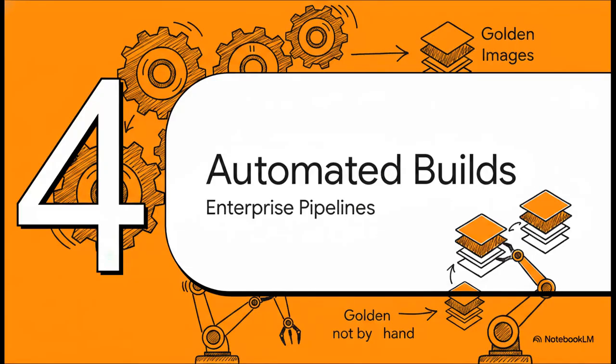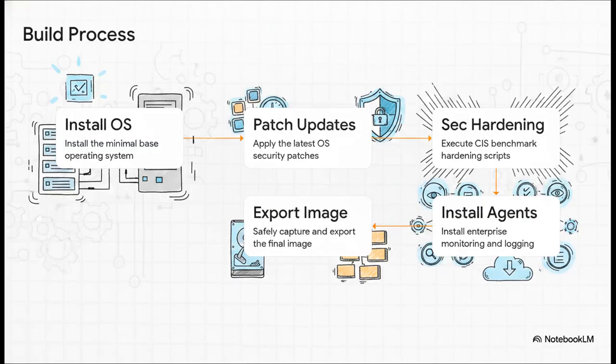Section 4. Automated builds. Listen, modern enterprises are not doing any of this by hand anymore. They rely on a strict, codified pipeline. Step 1, install the OS. Step 2, apply all the latest patch updates. Step 3, run those heavy security hardening scripts. Step 4, install all the monitoring agents and run compliance checks. And Step 5, capture and export the final image. Running this exact sequence as code guarantees absolute, unbreakable consistency every single time.